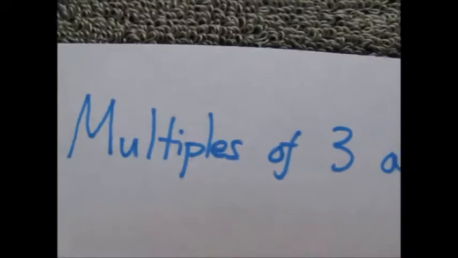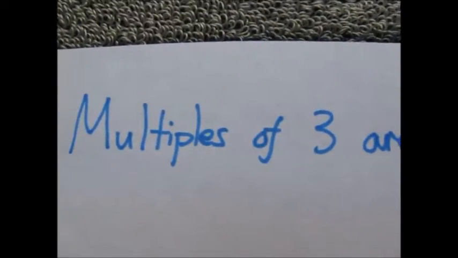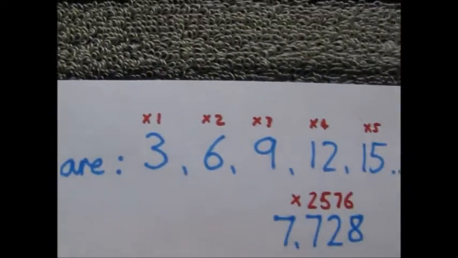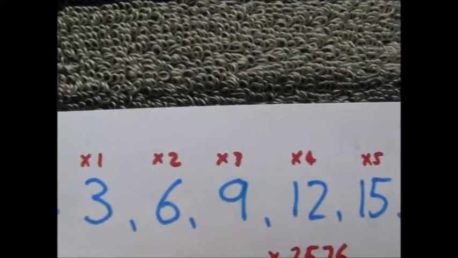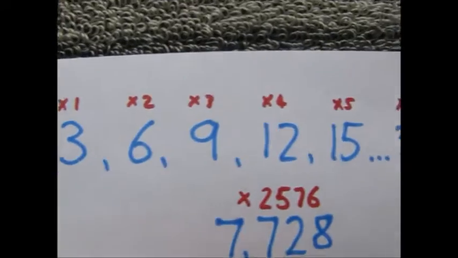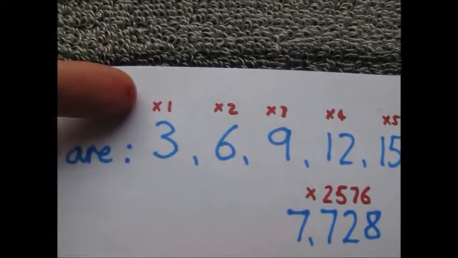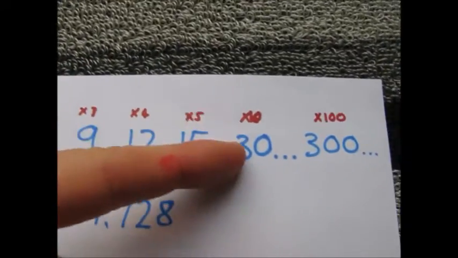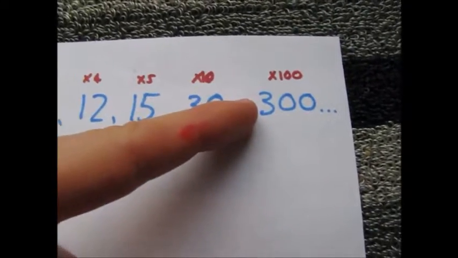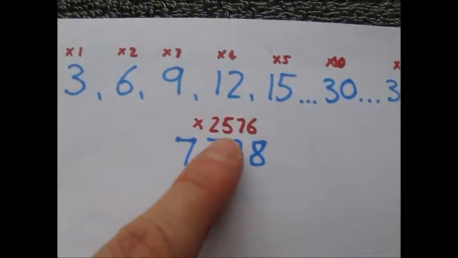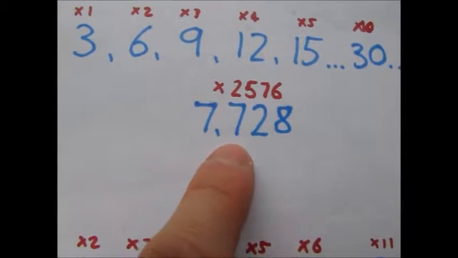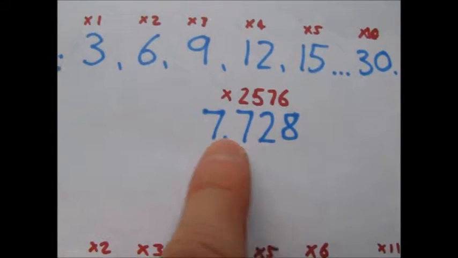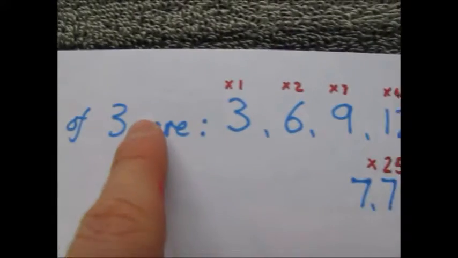I'll show you how. For instance, multiples of 3 are 3, 6, 9, 12, 15, etc. So you just go through your 3 times table because I'm multiplying 3 by any other natural number. 1, 2, 3, 4, 5. I've also multiplied by 10 to get 30, by 100 to get 300. I've even timesed it by 2,576 to get 7,728. So I know that this number here is a multiple of 3.